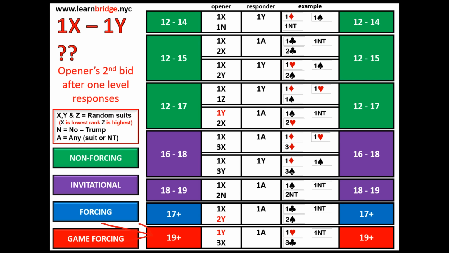This is reserved for the best of your best hands. That's why it says 19 plus. It's a huge hand always. It essentially says, partner, I can play game opposite any garbage you chose to respond with. So it's a very, very strong hand. Like I said, not going to happen terribly often, but the times where it does happen, it's nice to be able to get a game forcing bid in there as the opening bidder.